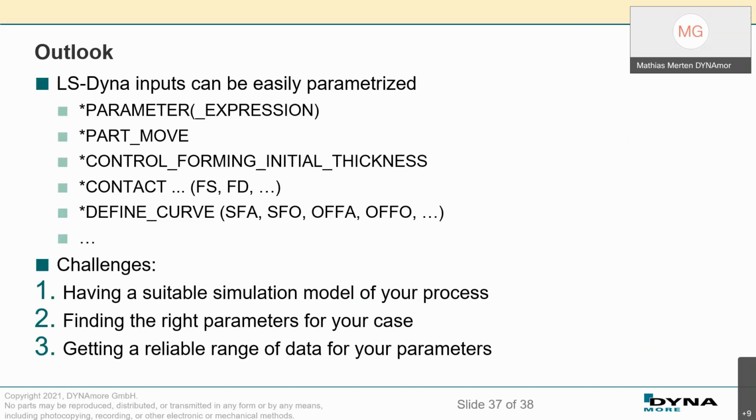So to give an outlook, within LS-DYNA, each parameter for the simulation can be parameterized. With the parameter expression and the parameter framework, you can easily make them accessible for LS-opt. You can use this, for example, in what I call solver integrated preprocessing keywords like part move, which could enable, for example, a different positioning of the blank relative to the press.